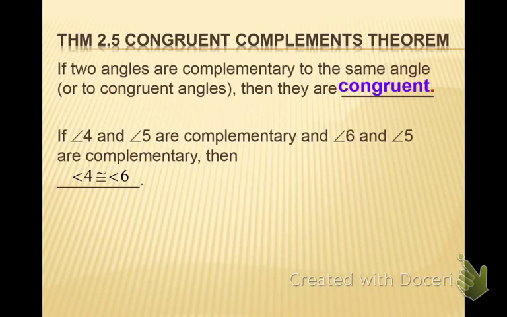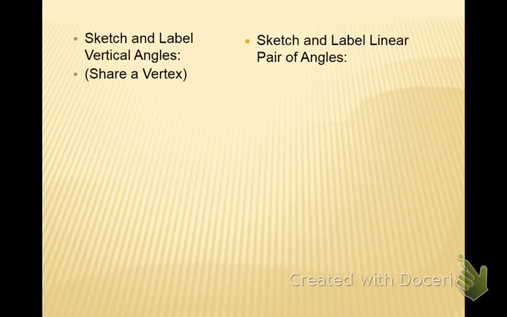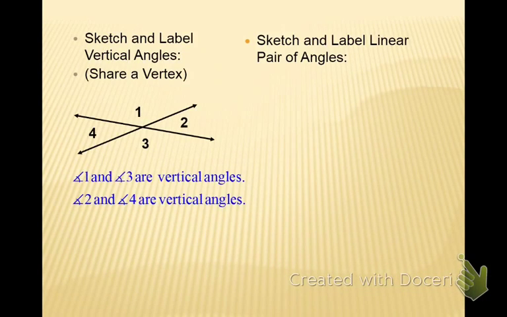All right, any questions? Vertical angles. They share a vertex and they are opposite each other. So angle 1 and angle 3 are vertical angles. They share a vertex, and they are made by lines.